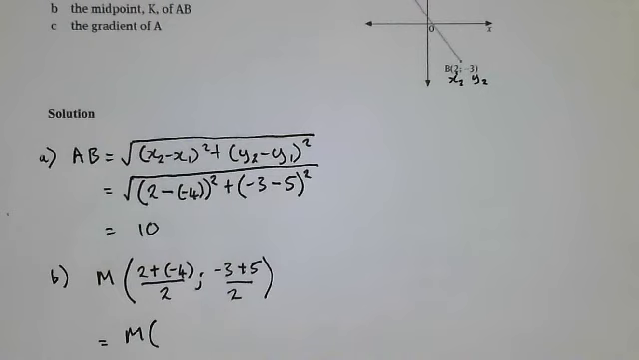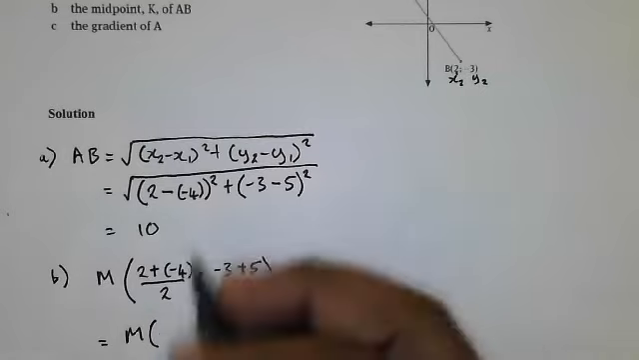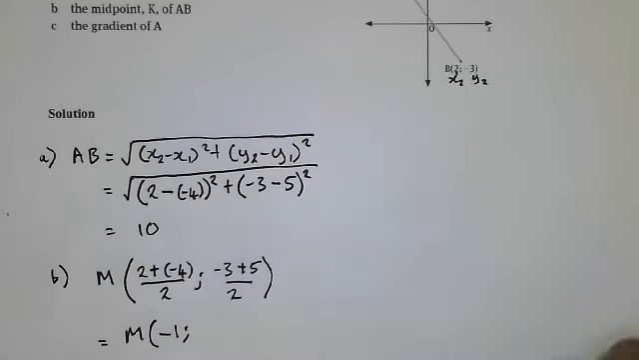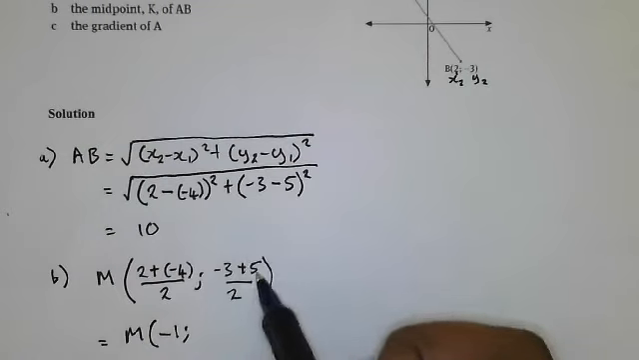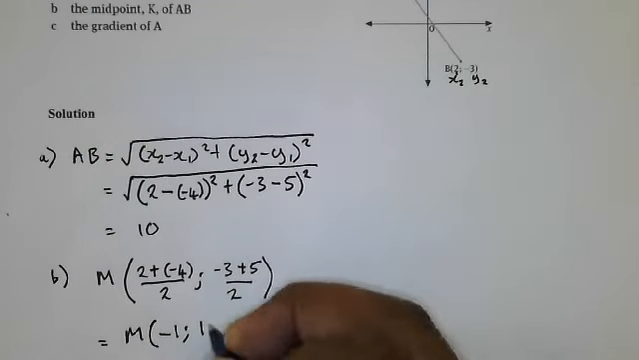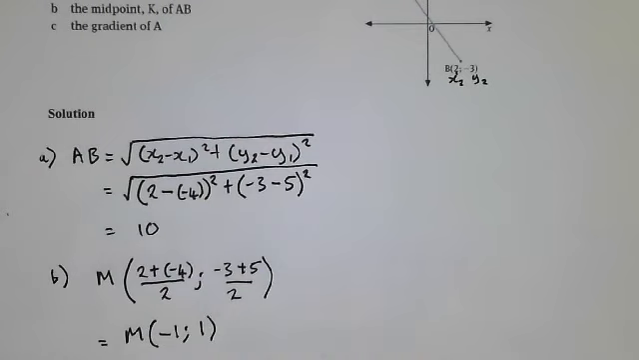Okay, right. Which is equal to. Okay, do we really need a calculator here? Well, not really. So 2 minus 4, that's negative 2, divided by 2, that's negative 1. But if you decide to use the calculator, it's fine still. Negative 3 plus 5, that's 2 over 2, and then that's positive 1. So that's the midpoint of that line.